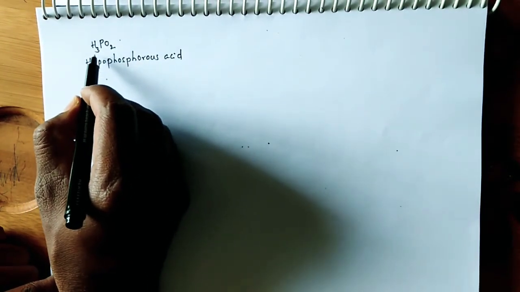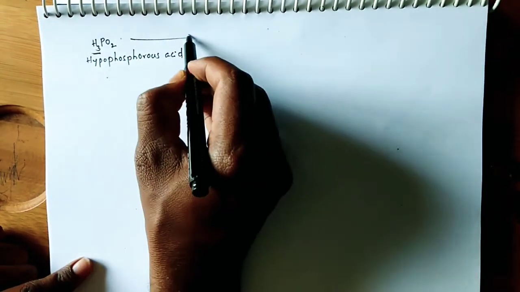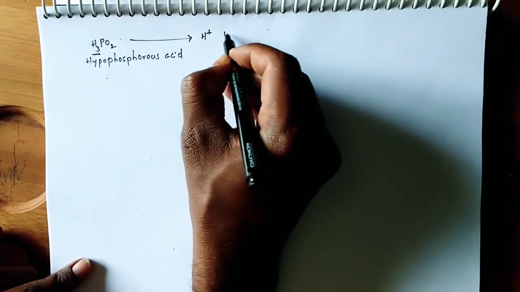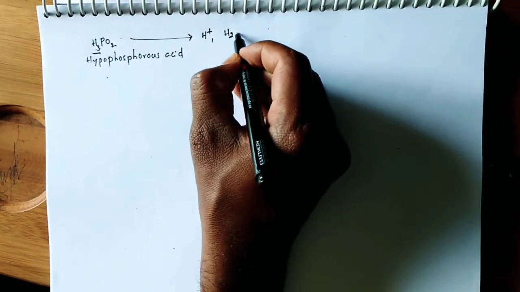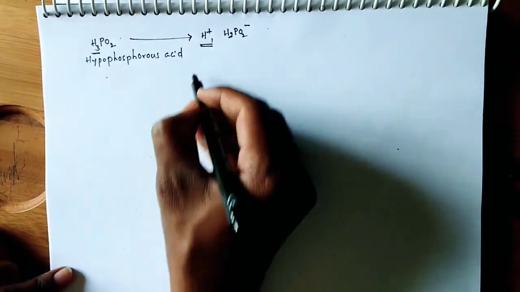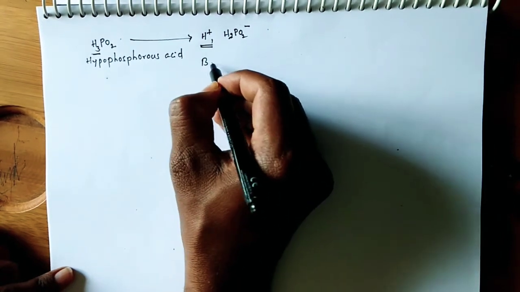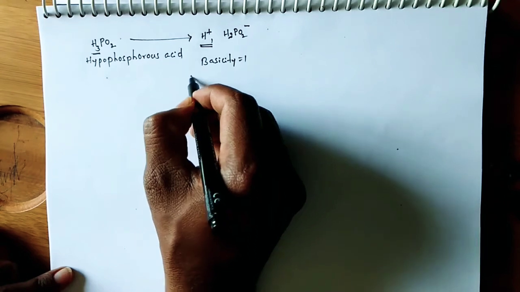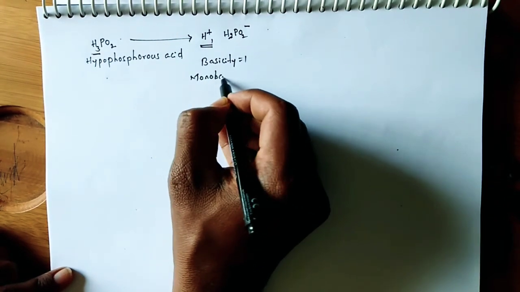Hypophosphorus acid. How many hydrogens can we observe in the molecule? 3 hydrogens, but among these 3 only 1 can furnish an H plus ion in aqueous solution. So it is monobasic. Its basicity is 1.